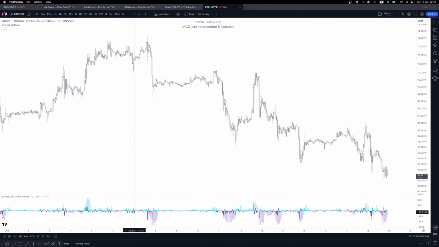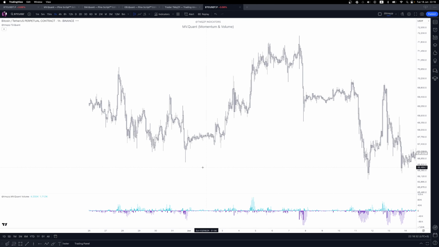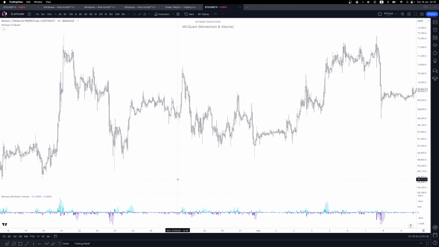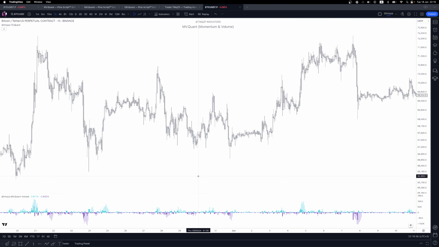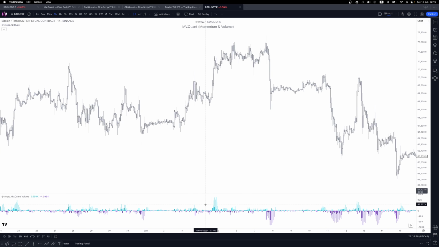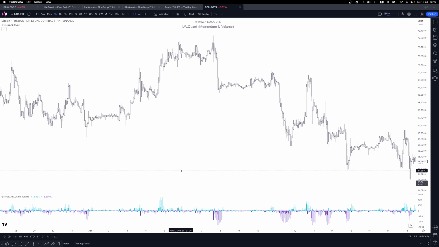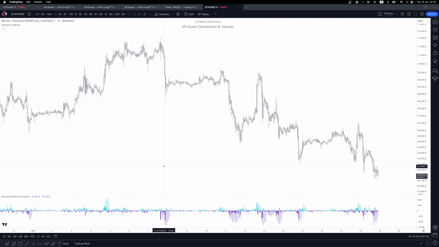So I think this is a cool visual way of displaying volume with a little bit more information than what you would usually get out of the normal volume indicator. And I'm looking forward to fleshing this out and maybe doing some other cool stuff with it. But yeah, like I said, it's a work in progress.